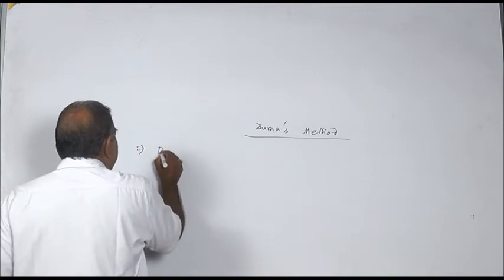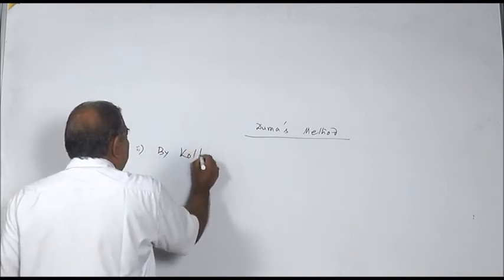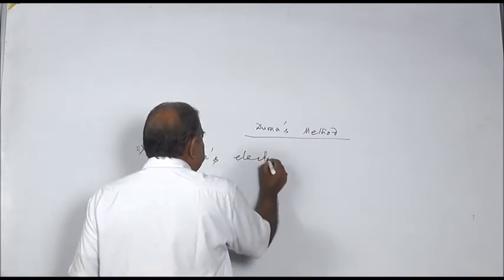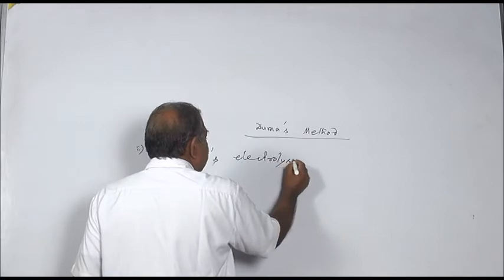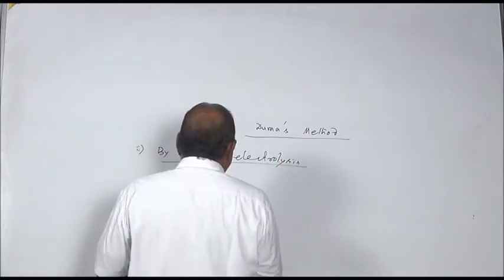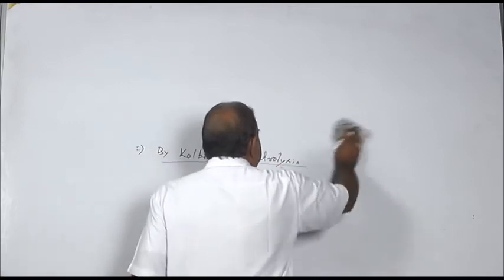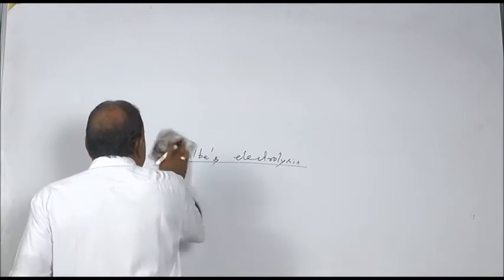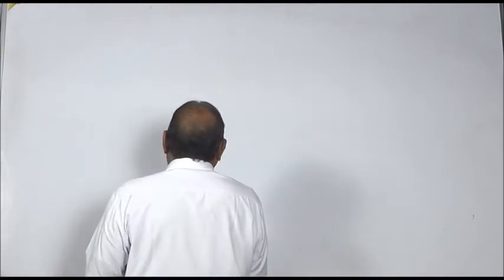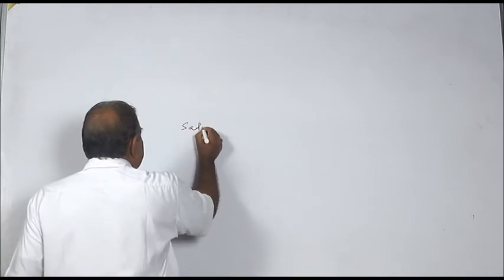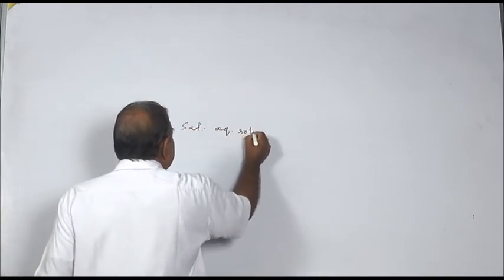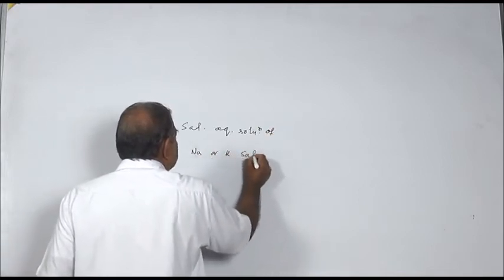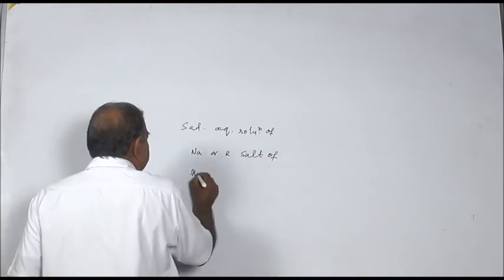The second way is by Kolbe's electrolysis. Remember, Kolbe's electrolysis is a general method for the preparation of alkane, also alkene, also alkyne. We can get all hydrocarbons by Kolbe's electrolysis process. Here what do we take? A saturated aqueous solution of either sodium or potassium salt of monocarboxylic acid.